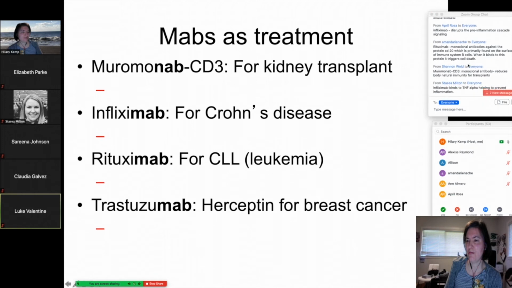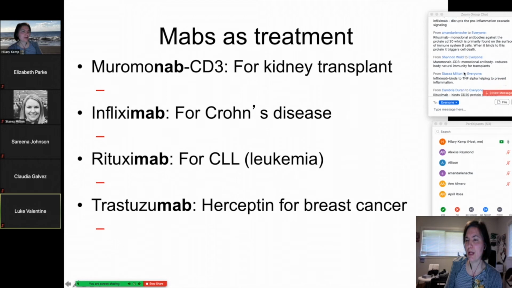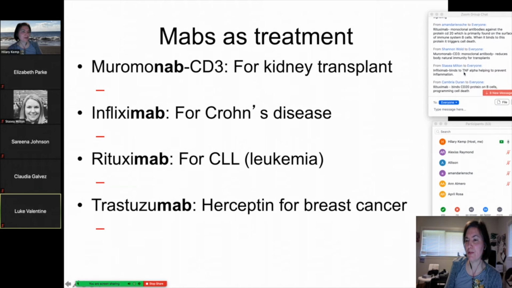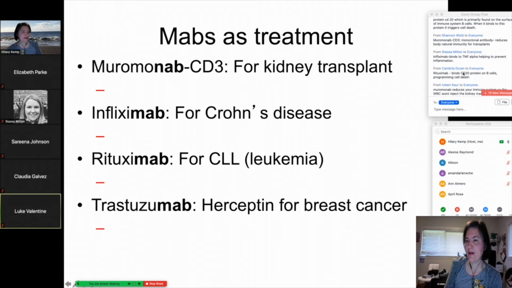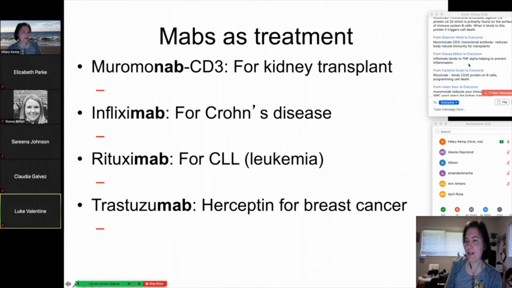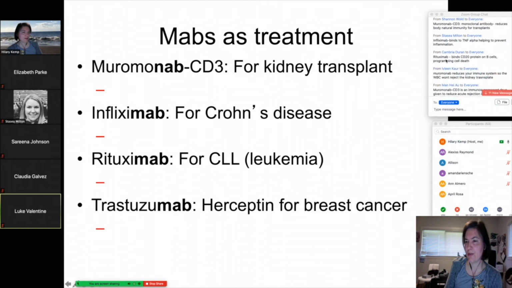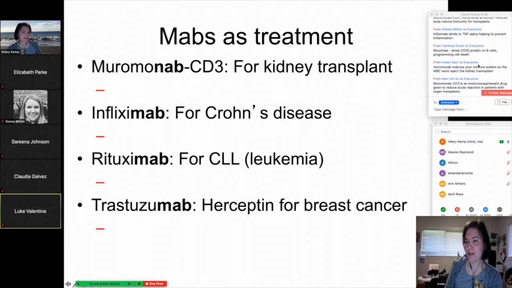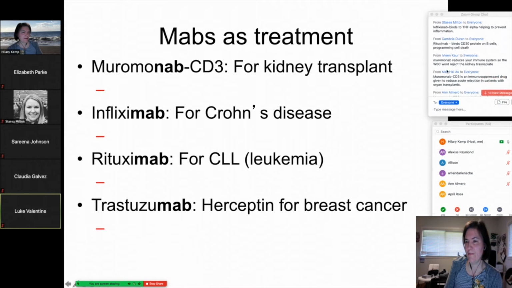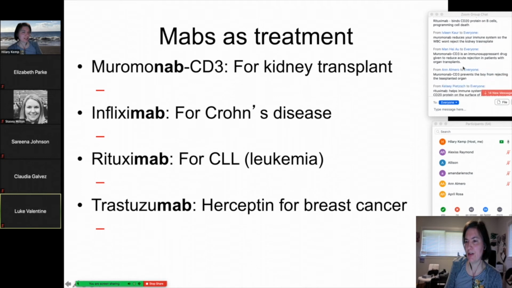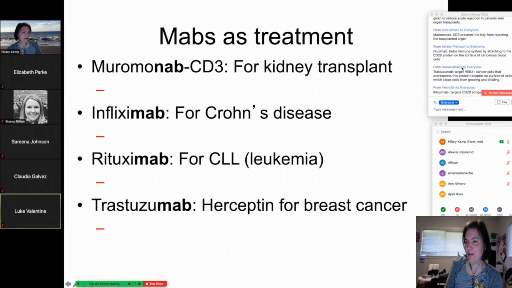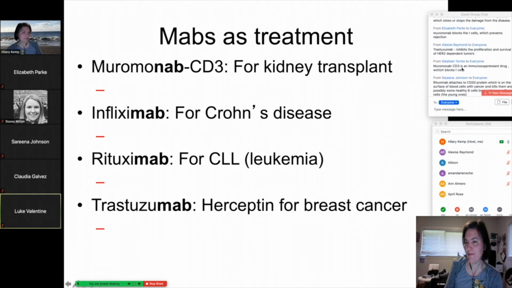Shannon says muromonab-CD3 is a monoclonal antibody that reduces the body's natural immunity for transplants. Stacy adds about infliximab that it binds to TNF alpha, helping to prevent inflammation. That's right. Cambria says rituximab binds CD20 on B cells. Good, good. Yes, muromonab reduces your immune system so the white blood cells won't reject the kidney transplant. All right, lots of good answers in the chat. You guys did a fabulous job.